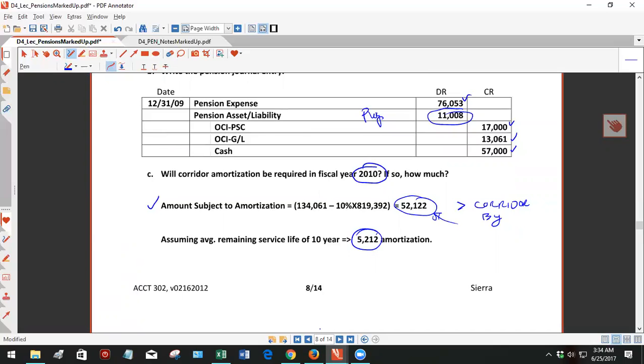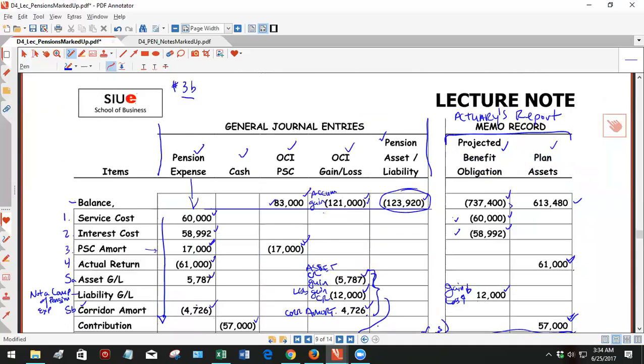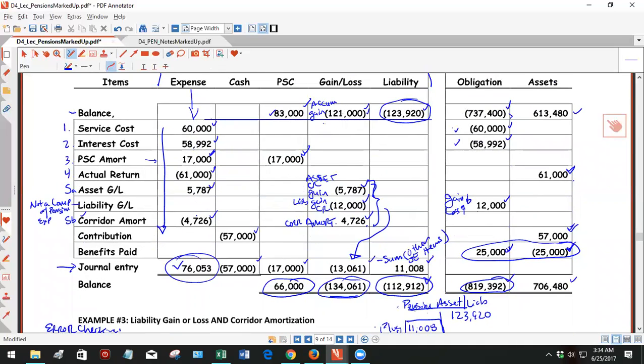Just use the beginning balance of the OCI gain loss when doing corridor. Okay. It would make sense to look ahead and make sure the total balance was actually reduced by the end of the year. But the first thing you do as a CPA is follow GAAP. Always the first thing.